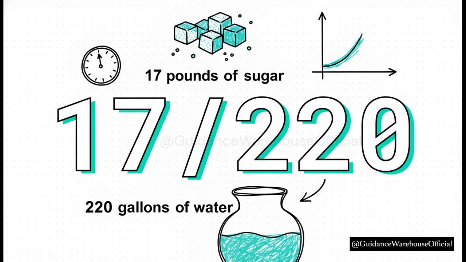So our first question was, what's the concentration at exactly 12 minutes? Just plug in 12 for t. The top becomes 5 plus 12, which is 17. The bottom becomes 100 plus 120, which is 220. So after 12 minutes, we have exactly 17 pounds of sugar for every 220 gallons of water.